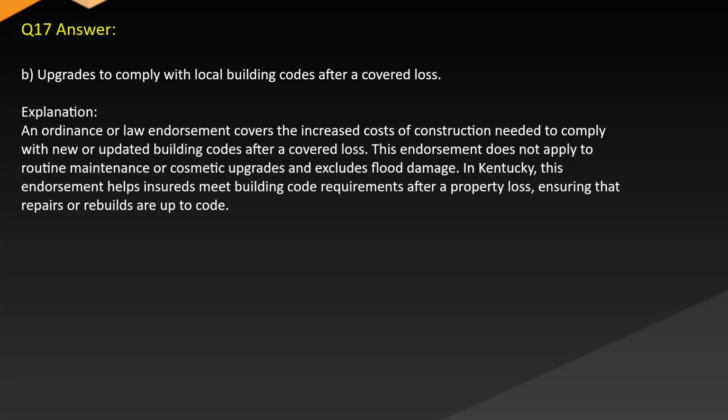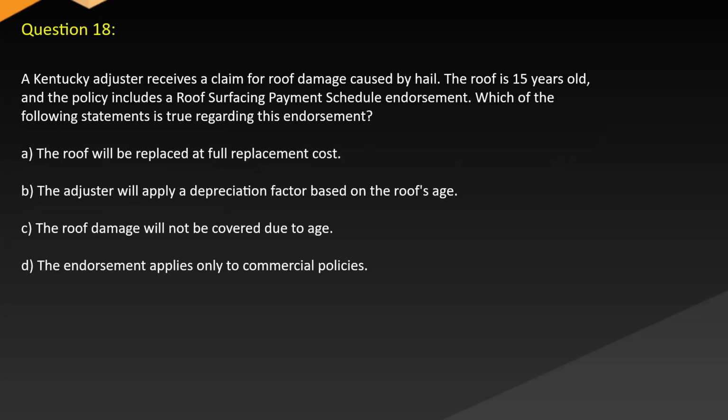Answer B. Upgrades to comply with local building codes after a covered loss. Explanation. An ordinance or law endorsement covers the increased costs of construction needed to comply with new or updated building codes after a covered loss. This endorsement does not apply to routine maintenance or cosmetic upgrades and excludes flood damage. In Kentucky, this endorsement helps insureds meet building code requirements after a property loss, ensuring that repairs or rebuilds are up to code. Question 18.